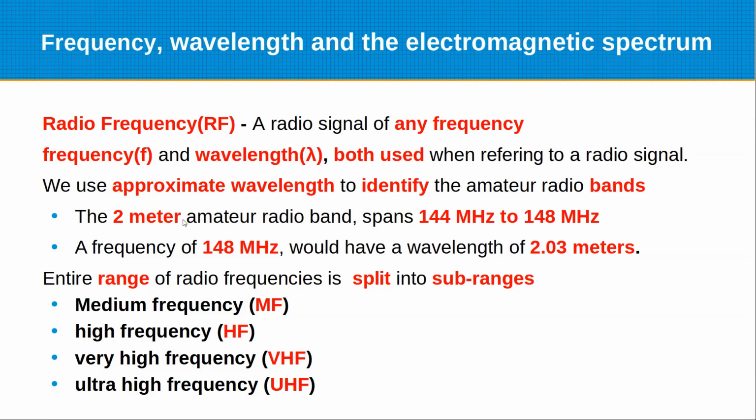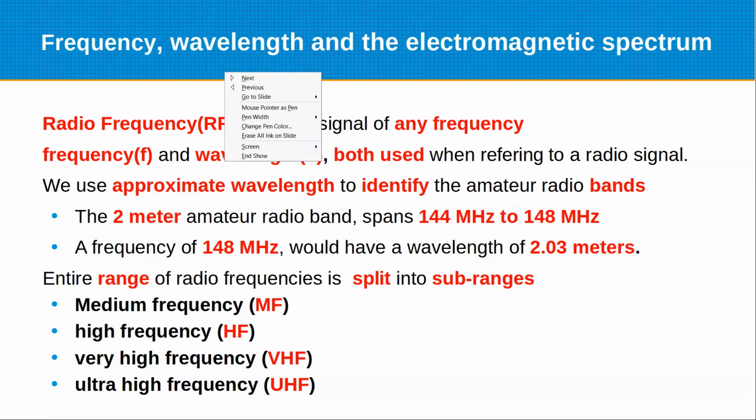In this example, the 2-meter band goes from 144 to 148. So if you do the math, it comes out 2.03 meters. So these are always approximations. They're never exactly the right number. Usually it's off the band. But that's something you get used to. It just becomes kind of second nature if you play with it for a while.